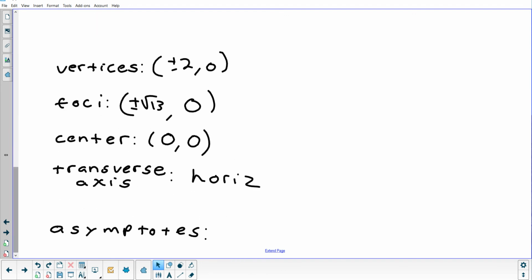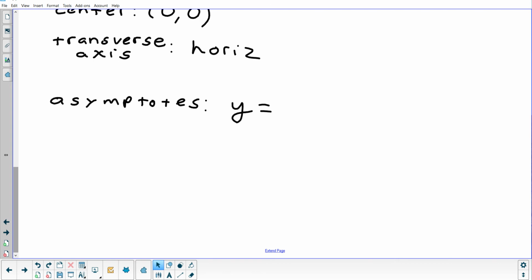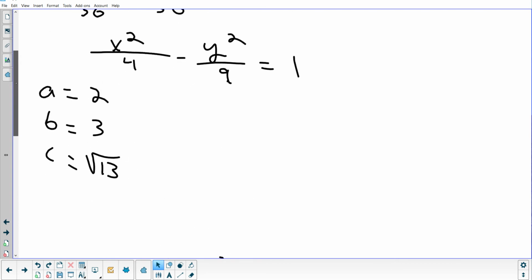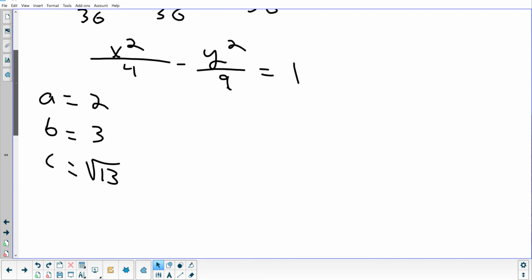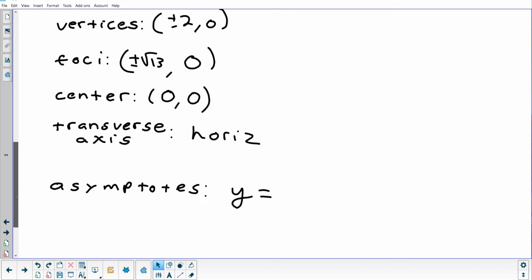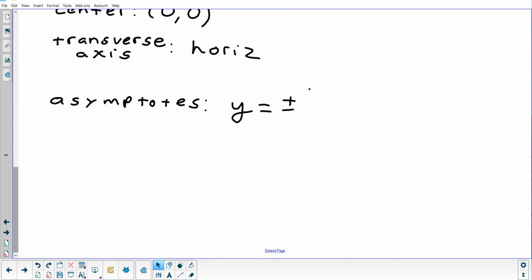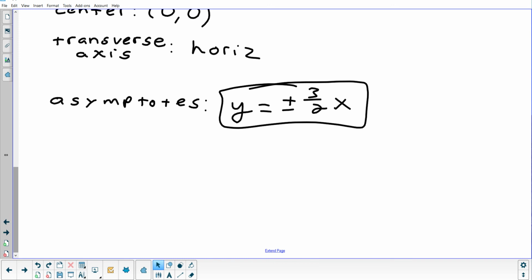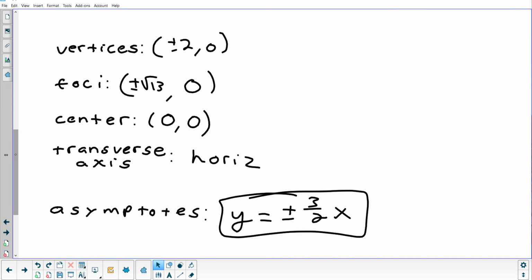And asymptotes. What's the slope of the asymptotes going to be? Plus or minus 3 over 2. So if we had to graph it, that'd be a much easier one because now you don't have any decimals. Okay. Questions on how we got any of those?